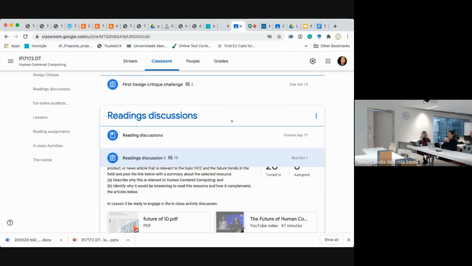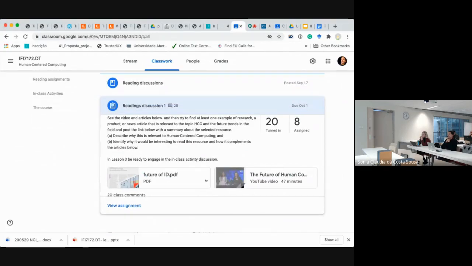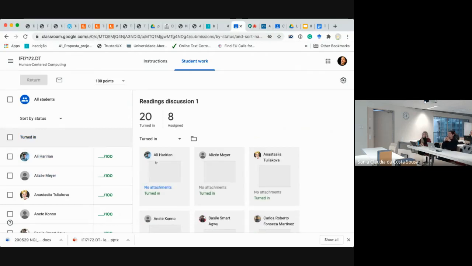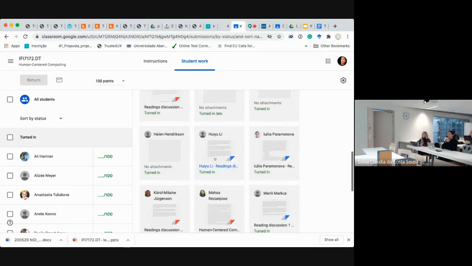In the reading discussions assignment, we had two things to do. I had like a teaser down here, a small article, a small video, so you understand more or less where I wanted you to go. Then I asked you to select the source and describe why this source is relevant for human-centered computing and why you think it's an interesting resource for us to read. This is not for me, it's also for me, but it's not only for me, it's also for you.